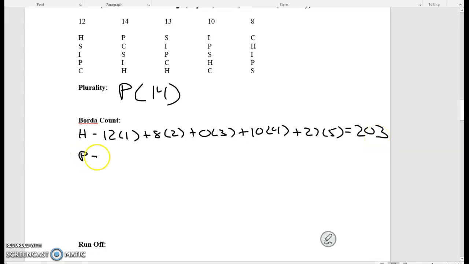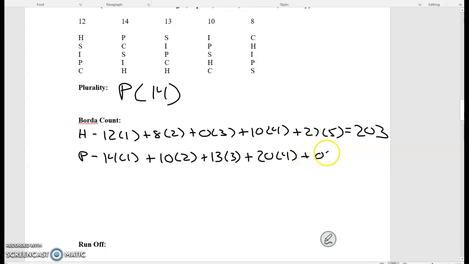If I go to P, P has 14 first place votes. P has 10 second place votes. P has 13 third place votes. P has 20 fourth place votes. And P has 0 fifth place votes. And that total score is 153.